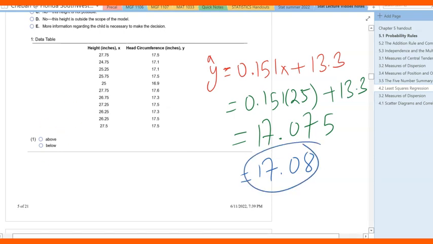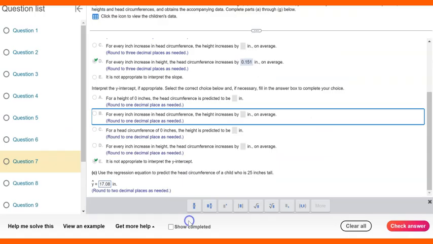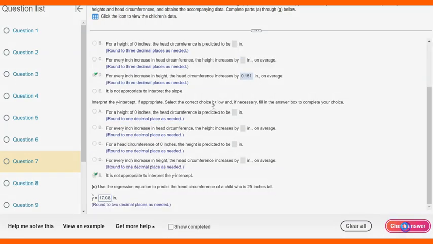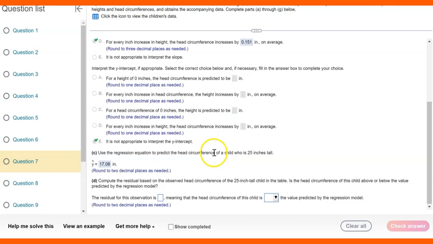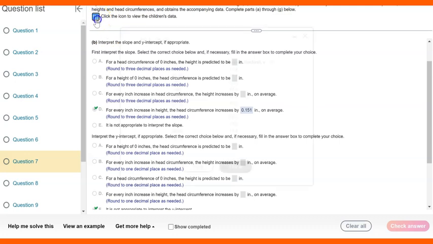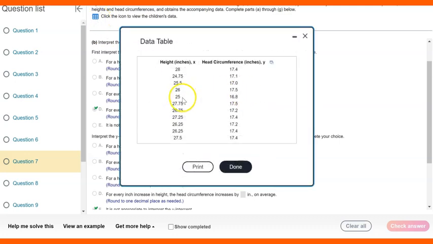Okay, in the homework you type 17.08 inches as y hat. It's going to say check your answer. It's good. And now part D. Compute the residual based on the observed head circumference of the 25 inch tall child in the table. Remember that y hat for 25 is 17.08, and if you look at the table, what's the y for 25 inches? This is the x value 25.